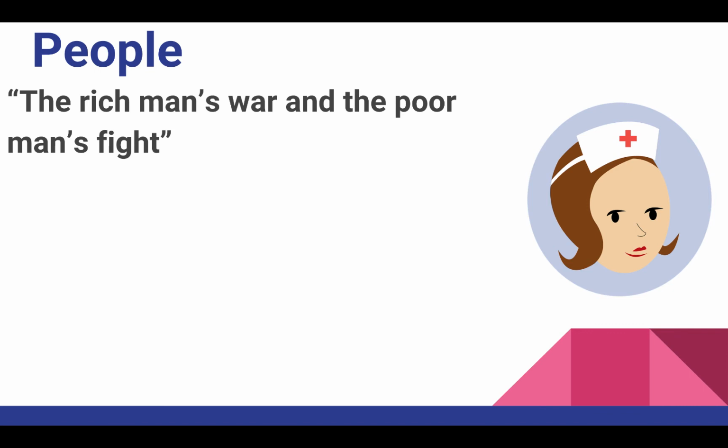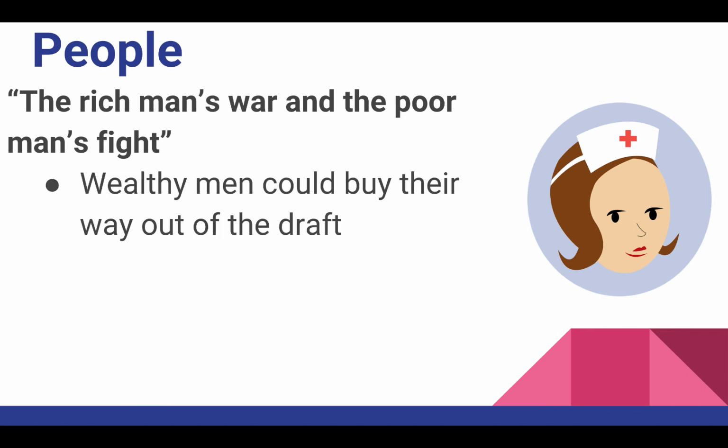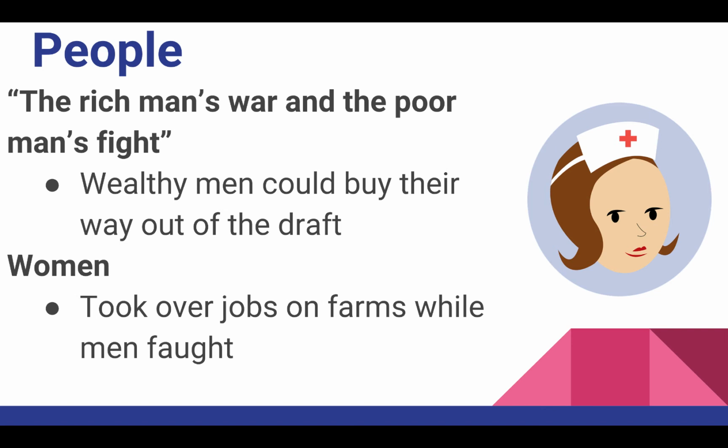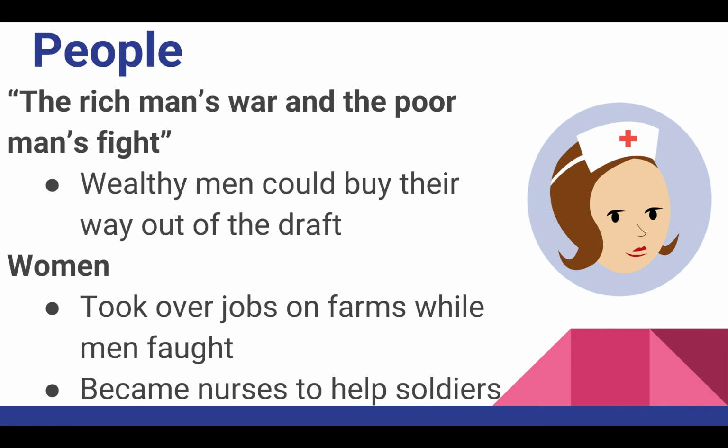This was called the rich man's war and the poor man's fight because wealthy men could buy their way out of the draft. There was a draft instituted in the Civil War, although if you paid $300, you could get out of it, which was another way the North raised money. Women made themselves very useful by taking over jobs on farms while men fought, but also serving in the field as nurses to help soldiers.